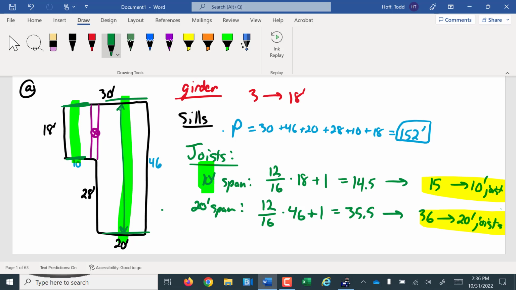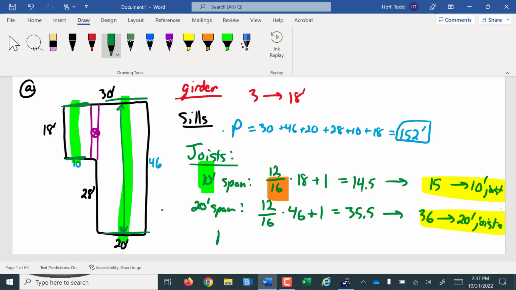12 over the 16 is the on-center spacing. 12 is just to convert it from inches to feet. So 12 over 16 is 3/4 of a foot. That's 3/4 of a joist per foot is what that comes out to be. So 3 joists for every 4 feet.